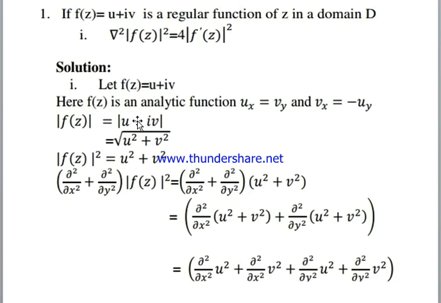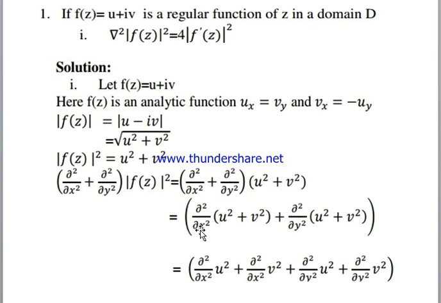So that's why we can write here under root of u square plus v square. Then whole square, if you apply square, the root is cancelled, and we get u square plus v square for modulus of f of z whole square. Now we go to del square of modulus of f of z whole square, that is dou square by dou x square plus dou square by dou y square of modulus of f of z whole square. The value of modulus of f of z whole square is u square plus v square.